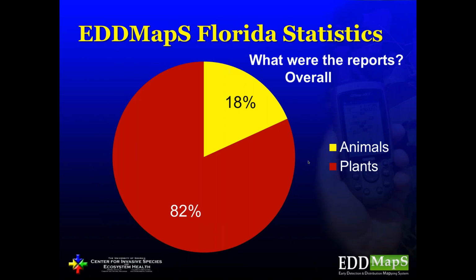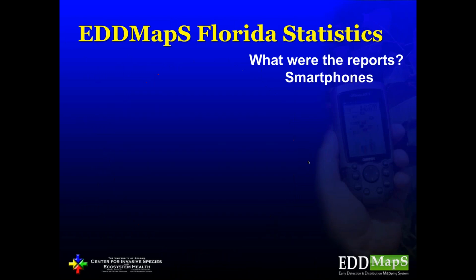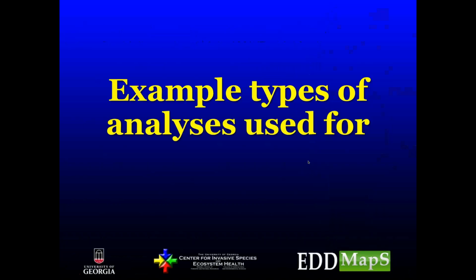Just as an interesting tidbit, when we started looking at Florida, where there's a lot of animal reporting going on, and we started comparing plant reporting to animal reporting, we saw an interesting thing. Overall, animals were only about 18%. But when you go to smartphones, and my graphic isn't showing up for some reason, that number jumped to about 40% animal reports.